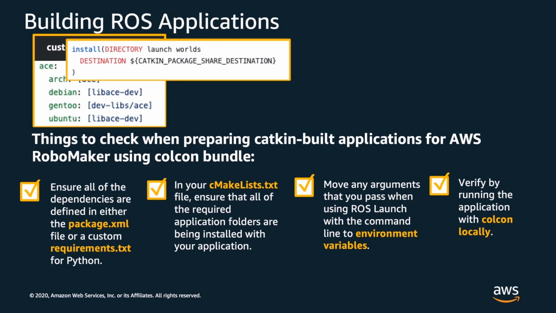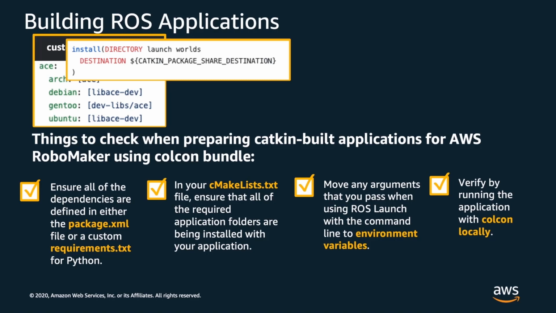Second, Colcon will build and then stage your application in an install directory. To ensure that all the assets for your application are included in this directory, double check that you have added each required folder into the install path. In this code example, we are including a launch and a worlds folder.